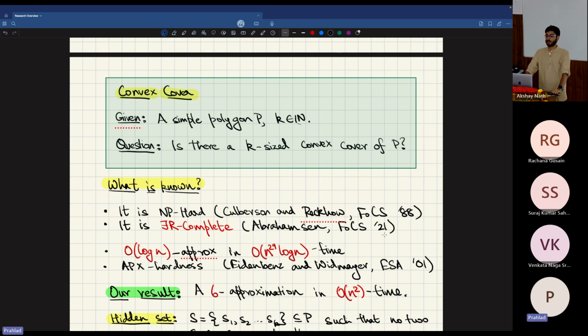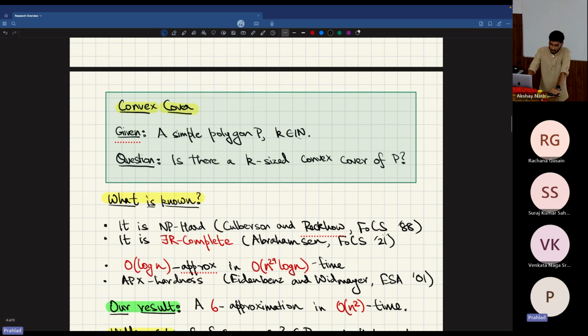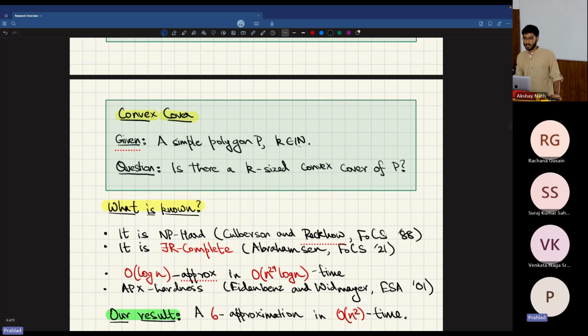So yeah, right. The next one that I want to talk about was the approximability, or what we know about the approximability prior to our result, is that there's a log n approximation based on essentially set cover.